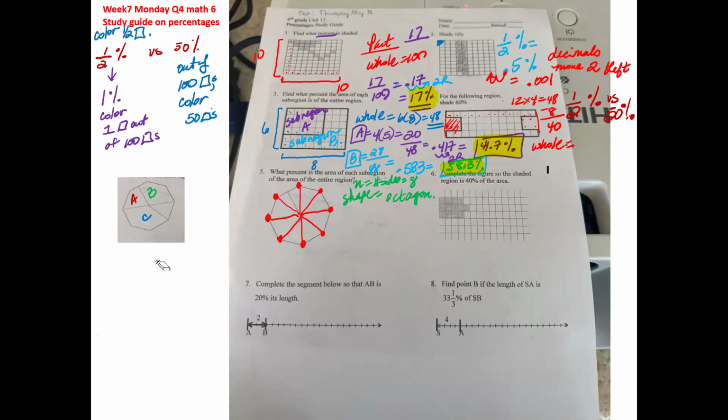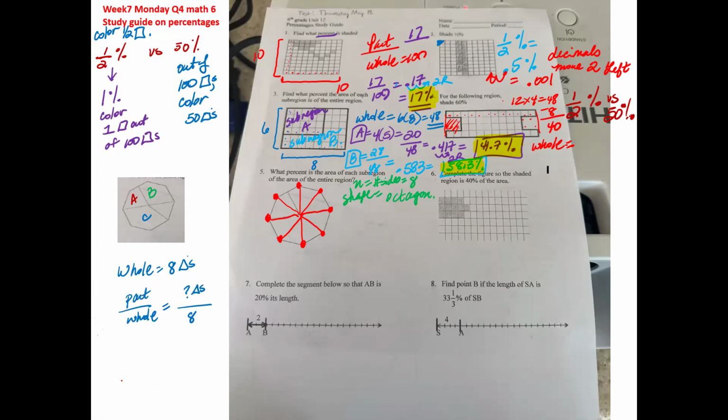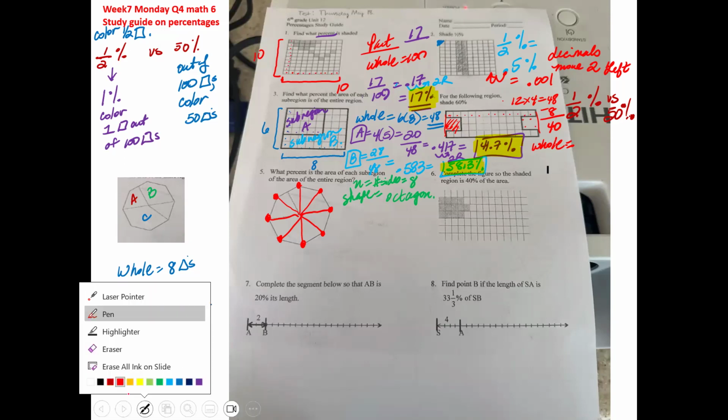So your whole, we're going to say this in terms of triangles. The whole is 8 triangles. Do you agree? Yeah. So part over whole is going to be how many triangles out of 8. Like how many triangles are A, B, C out of 8? Do you see that? So let's take a look at the first one. A is the first one.